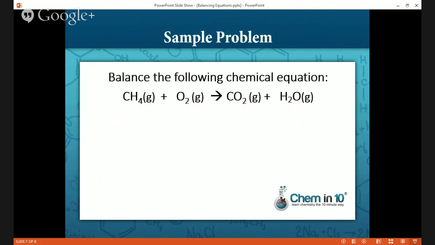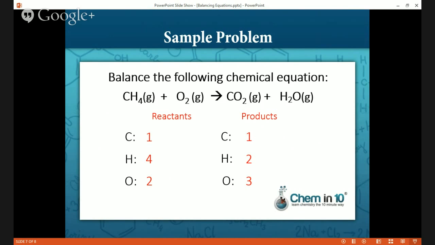Here's a sample problem. Balance the following chemical equation. Here we have methane, CH4, reacting with oxygen to produce carbon dioxide and water. We first take an atom inventory. We have 1 carbon on the reactant side and 1 carbon in CO2 on the product side. 4 hydrogens on the reactant side in methane, CH4, and we have 2 hydrogens in water on the product side. On the reactant side in oxygen, we have 2 atoms. And on the product side, we've got 2 atoms in carbon dioxide and 1 atom in water, so it's actually 3. So we need to balance this equation.